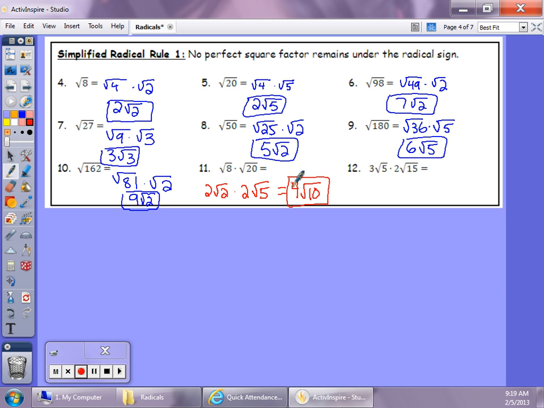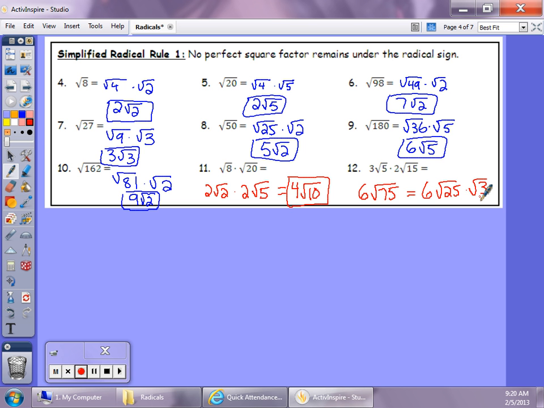For 12, if you notice, root 5 and root 15 do not contain any perfect squares. So our first step is to go ahead and multiply. So 3 times 2 is 6, and then root 5 times root 15 is root 75. So what I want you to look at is root 75. If we look at our factors of root 75, we know that it contains a perfect square of 25, and that 25 times 3 is 75.